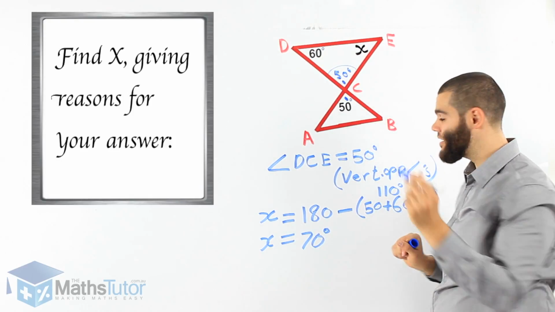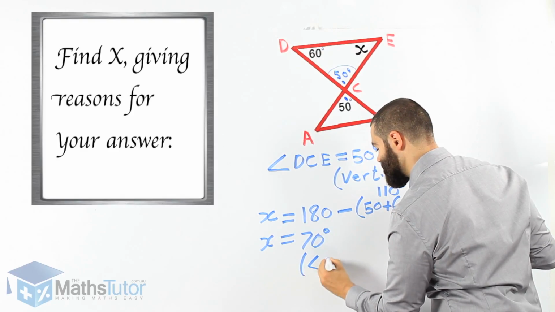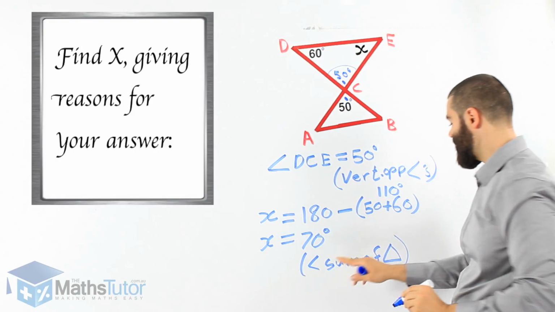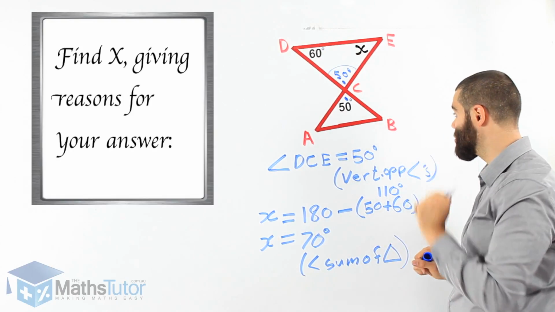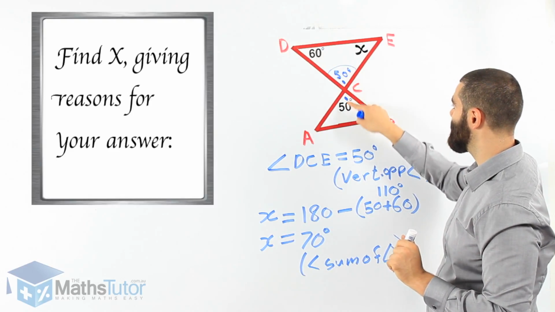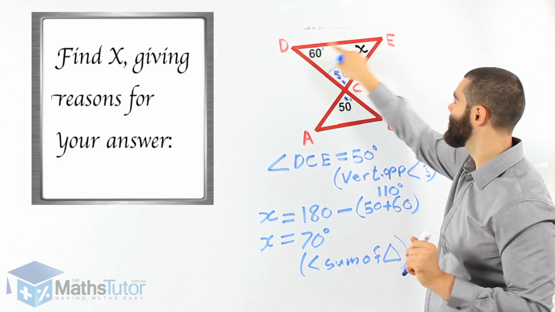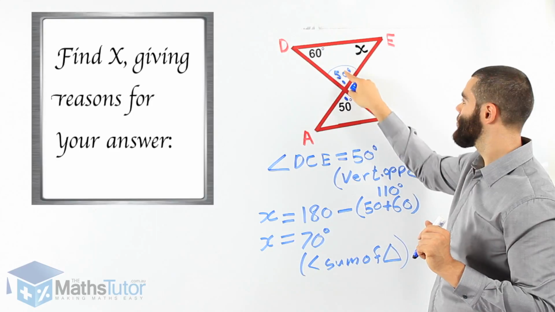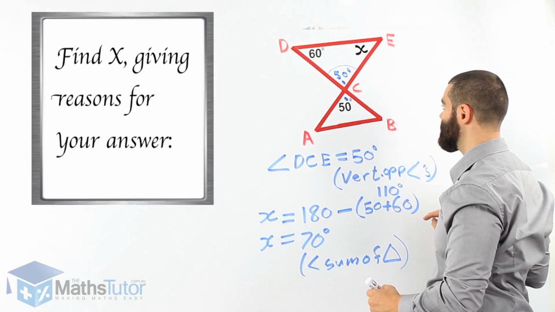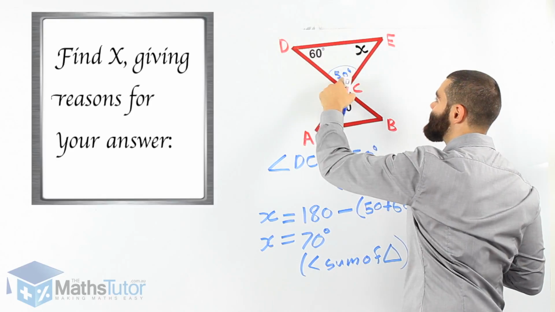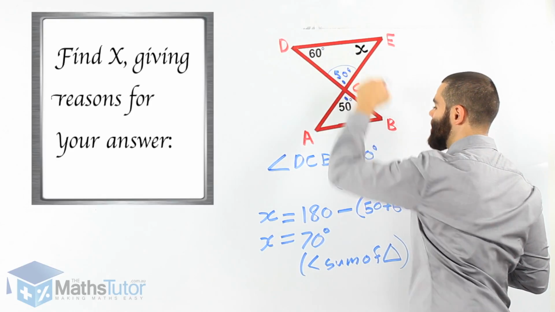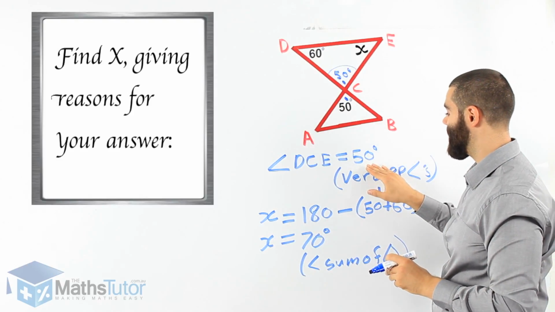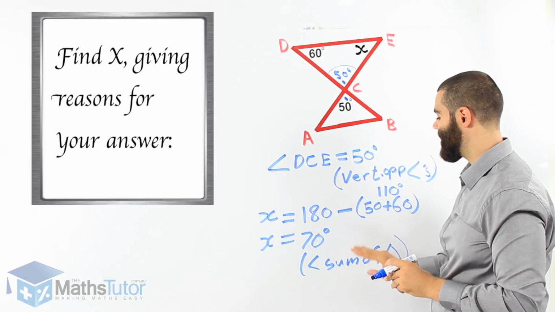Now we have to write our reason. Our reason is angle sum of a triangle, that's the last reason. So we had two reasons. Our first one was vertically opposite. We had to find the missing angle there to try and solve the problem in this triangle. This is 50 degrees. Now 180 take away these two here. We're going to find x. X is 70 degrees. Angle sum of a triangle. We have our working out and our reason.